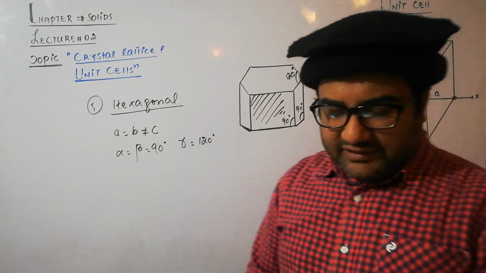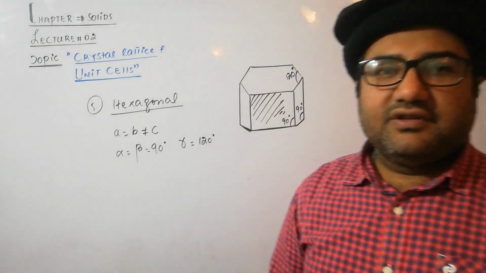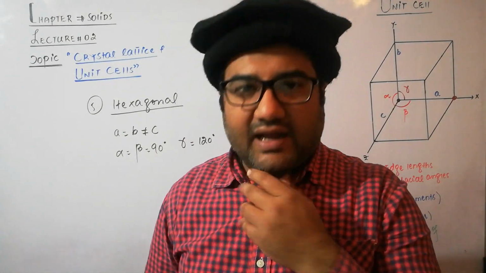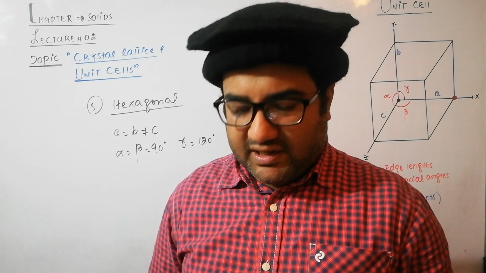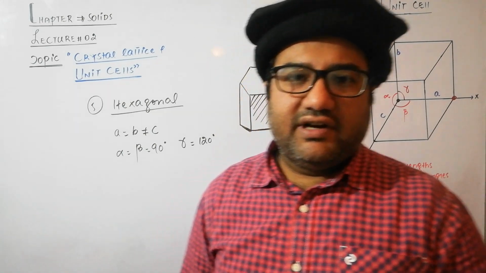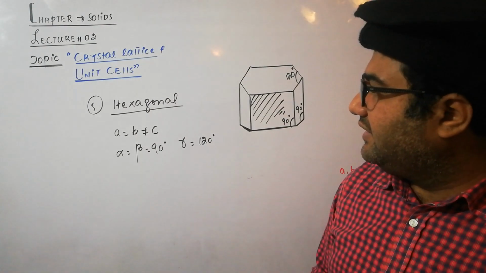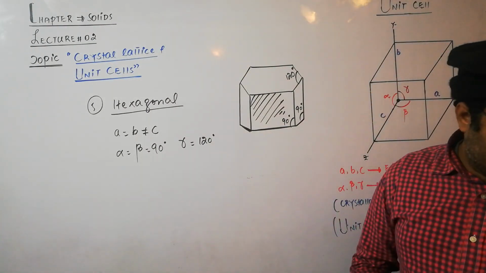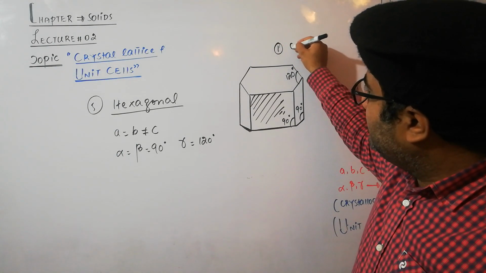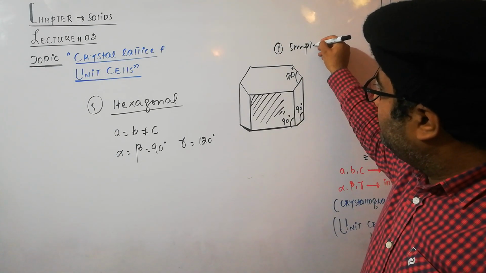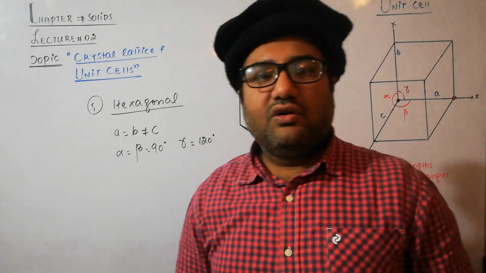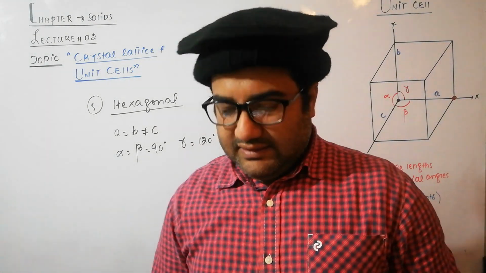And one of the very famous examples of the hexagonal crystals is graphite. Similarly, ice is an example of the hexagonal crystals, and zinc oxide, cadmium sulfide, etc. These are the examples of the hexagonal form. Now the hexagonal form has only one Bravais lattice, and that is the simple one. So now they have become 13.